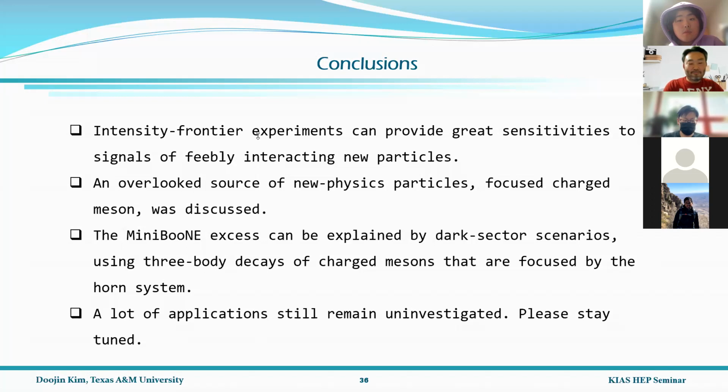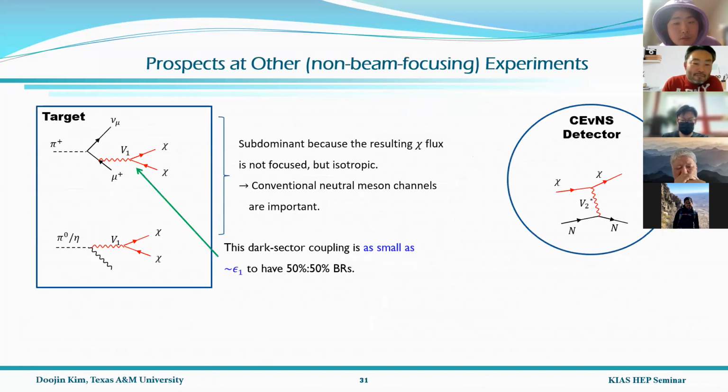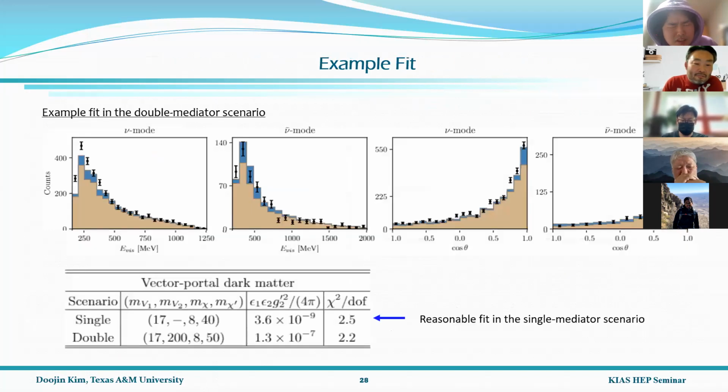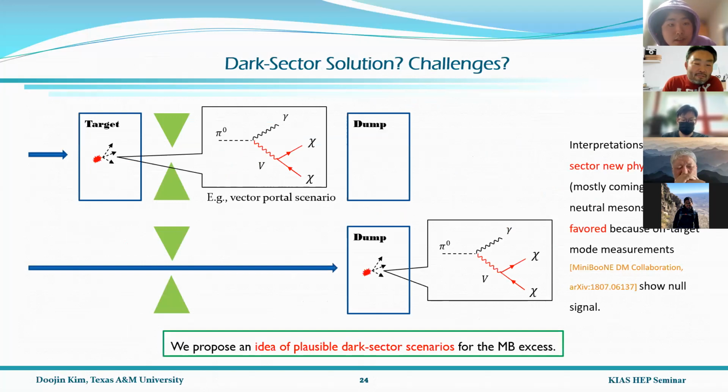Any questions? I have one more question about the pion to lepton decay, the three-body decays. In that analysis, you use the, I mean, how do you introduce the mass of the vector? Yeah, that is actually a good question.